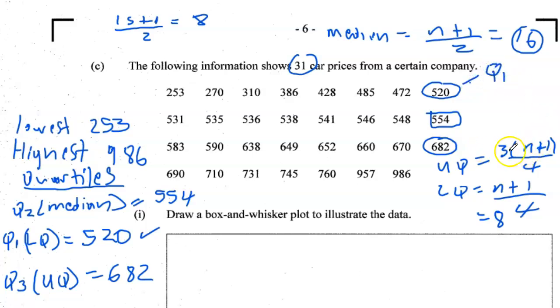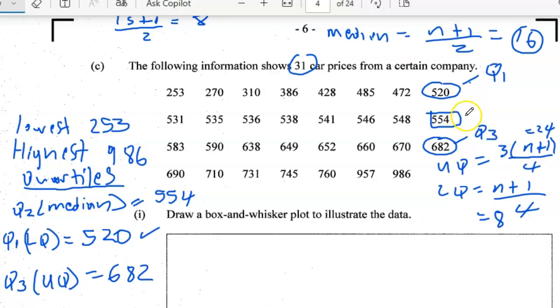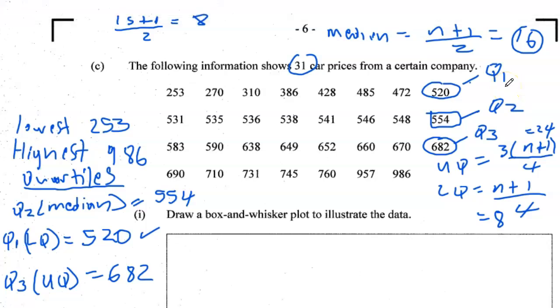And the upper quartile, this would give us 24, which is the position, the 24th number. And the 24th number in the data set is Q3, that's the upper quartile. And here we have the 16th number, which is Q2, same as the median. So we have all the information we need to do our box and whisker plot. The lowest number, 253, the highest number, 986, and the quartiles. Q1 is 520, Q2, 554, and Q3, that's 682.